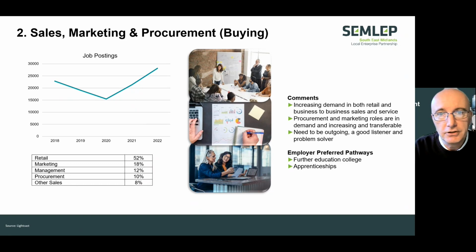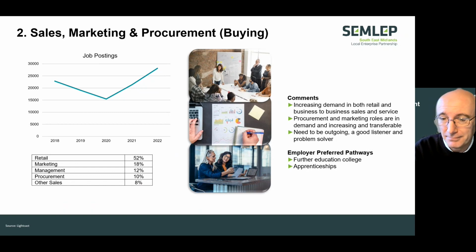Sales, marketing and procurement. So the sales is dominated by retail, but there is business to business sales there as well. Marketing, big demand for digital marketing, especially in smaller and medium businesses. And they are looking for young people like you, simply because a lot of it revolves around social media, and you guys get that. Old people like me probably don't. So it's important that they bring in young blood to help and support that.